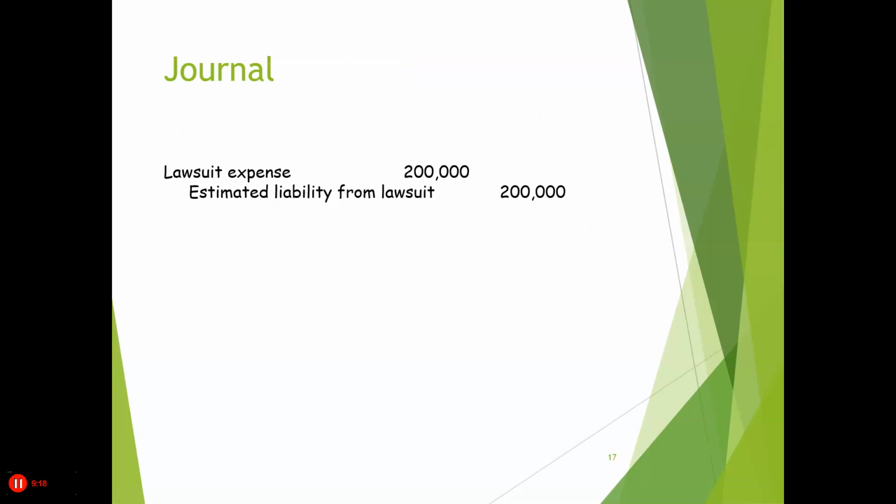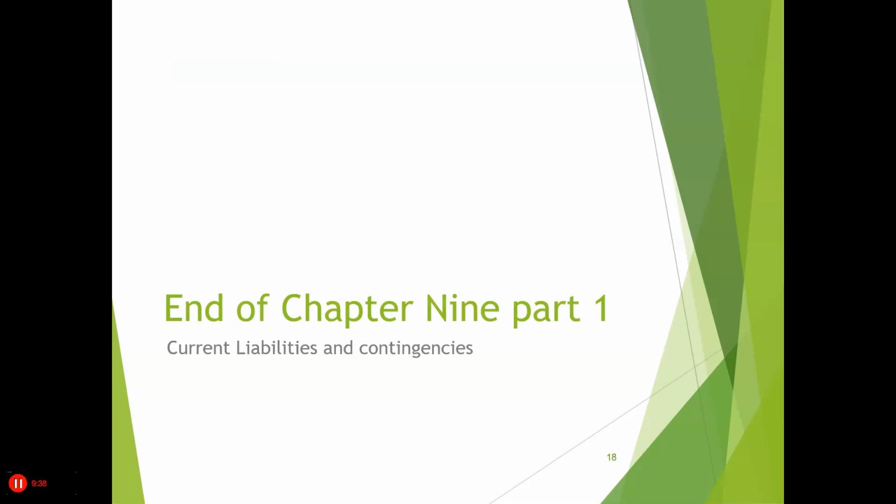Based on what we did, we'd have to accrue $200,000 and the offset would be estimated liability from lawsuit. However, again, on the other two cases, you'd also be accruing the estimated legal fees because, again, it's something you have to consider when dealing with any type of litigation. And that ends part 1.